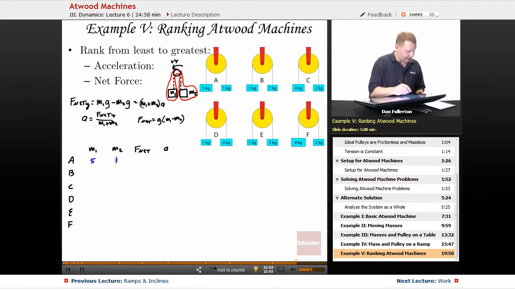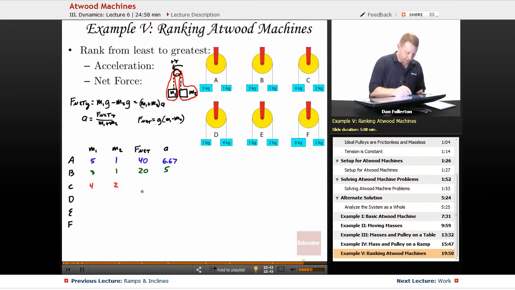For situation A, m1 is 5, m2 is 1. So the net force is going to be m1 minus m2, 4, times g, 10, or 40. And the acceleration is the net force divided by the total mass, 40 over 6, which is 6.67. I can just keep filling in the rows of my table in that manner. For B, m1 is 3, m2 is 1. So the net force is the difference of those times 10, or 20. And the acceleration, 20 divided by 4, is 5 meters per second squared.